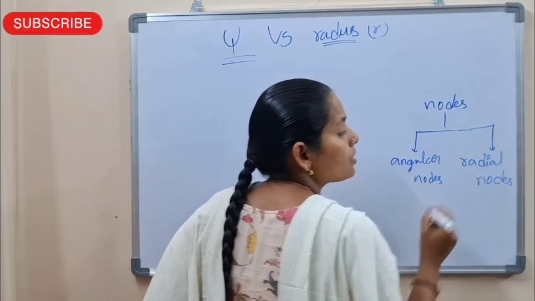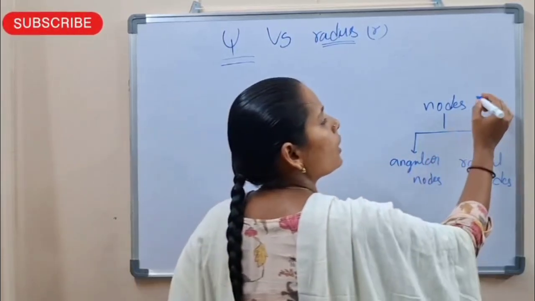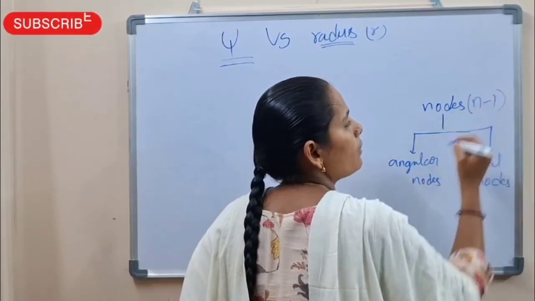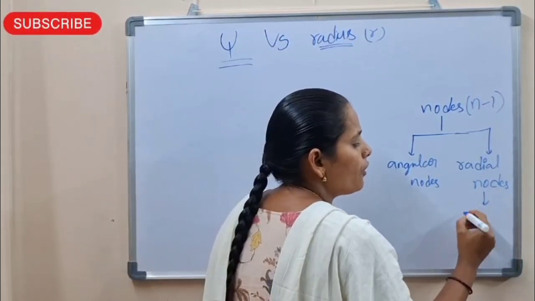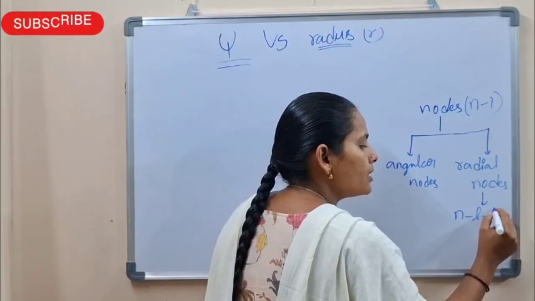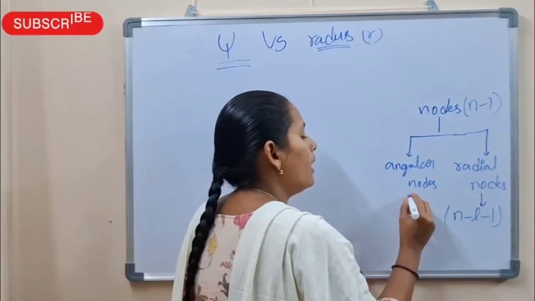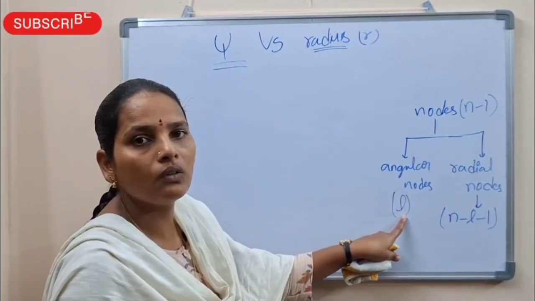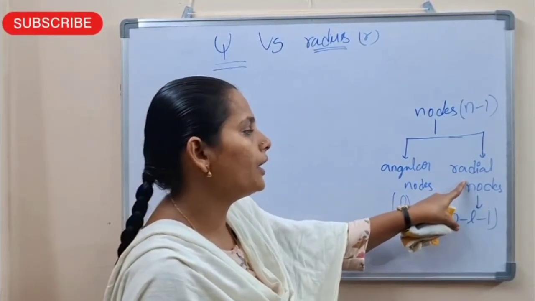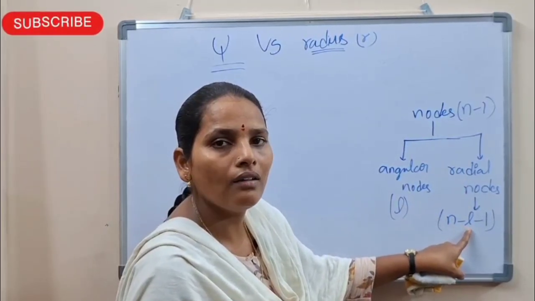We also have formulas for finding the nodes. The total number of nodes is n minus 1. For finding the radial nodes, the formula is n minus L minus 1, and the angular nodes are simply L. Angular nodes depend only on L values, but radial nodes depend on both n values and L values.